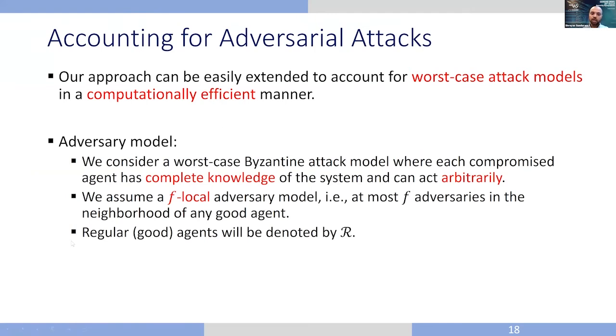And we're going to assume an F-local model. An F-local model basically says each good guy in the network has at most F bad guys in its neighborhood. So this potentially allows the entire network to have a huge number of bad guys, as long as there are no more than F in the neighborhood of any good node. That's all we need. The good agents that actually follow the algorithm will be denoted by the set R.